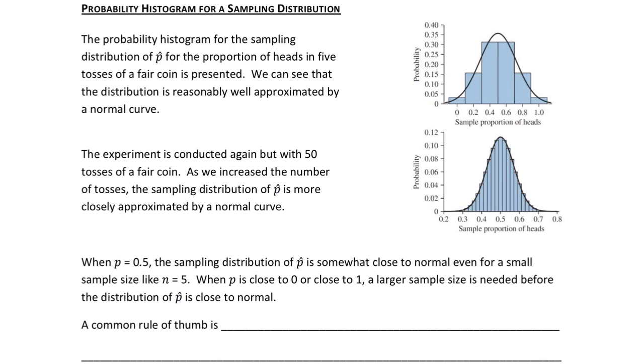The probability histogram for a sampling distribution of P cap. The diagram represents the probability histogram for a sampling distribution of P cap for the proportion of heads in 5 tosses of a fair coin, for which N equals 5 and P equals 0.5. The distribution is reasonably well approximated by a normal curve.